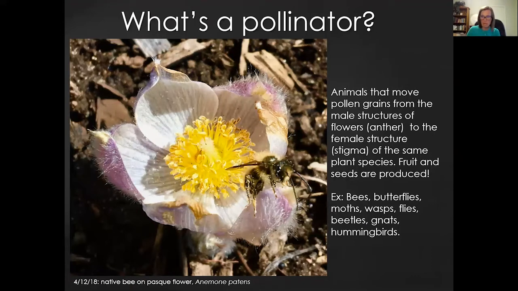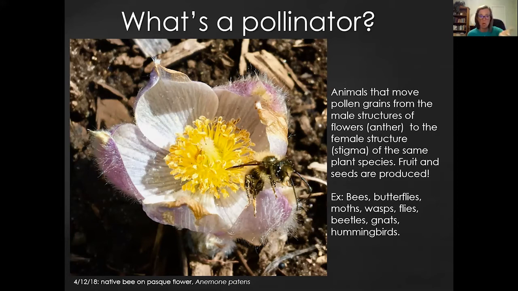Okay, so we know what a native plant is. What is a pollinator? A pollinator is literally any creature that moves pollen grains from one plant to another. So it could be bugs, it could be birds, it could be bats in some regions. It's all different kinds of things. This is a picture of a tiny little native bee on a pasque flower, which are extremely beautiful, some of the earliest blooming native wildflowers out in the prairies here in Illinois.